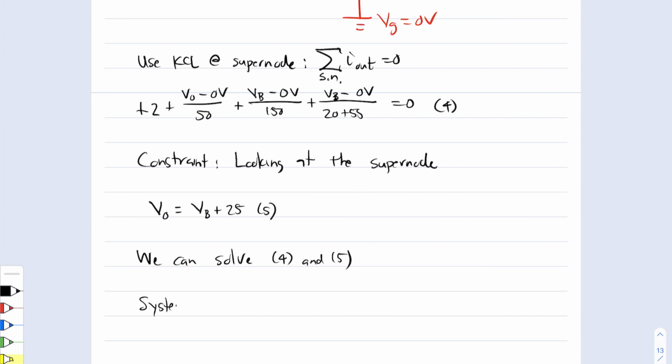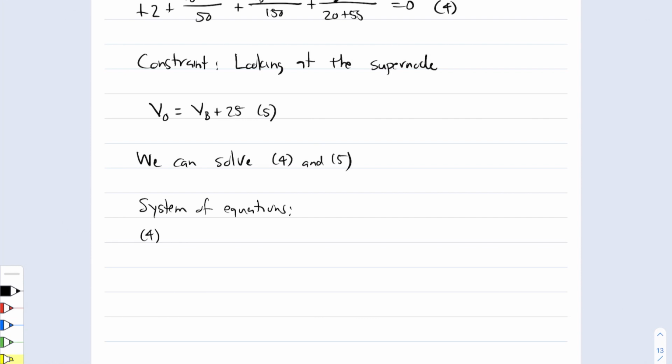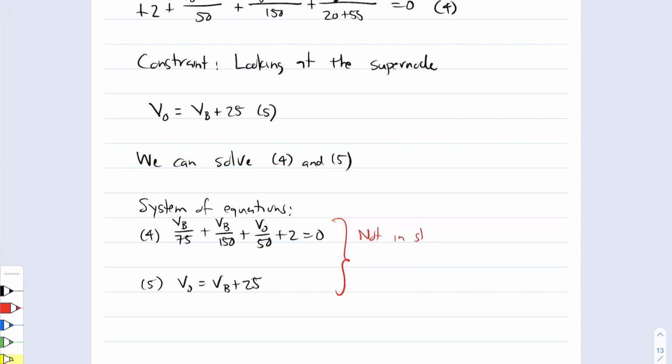Now, the system of equations I'm going to get from the supernode one. So our system of equations is equations 4 and 5. So here we have VB over 75 plus VB over 150 plus V naught over 50 plus 2 equals 0. And then equation 5 is V naught is equal to VB plus 25. This is our system. This is not in standard form.